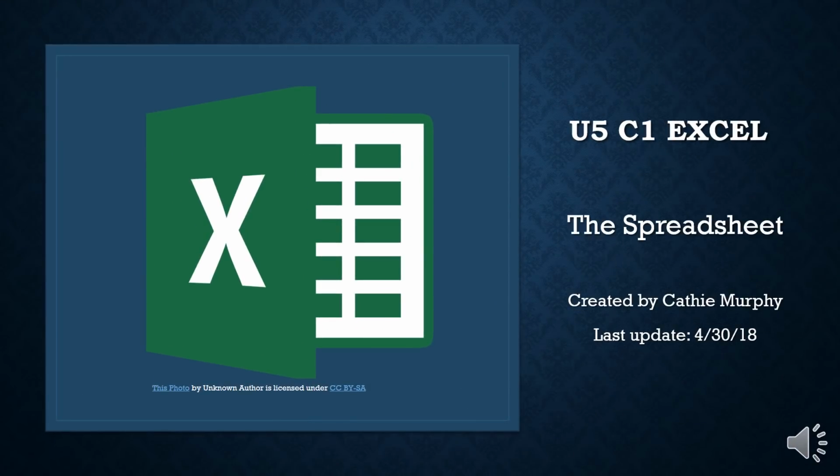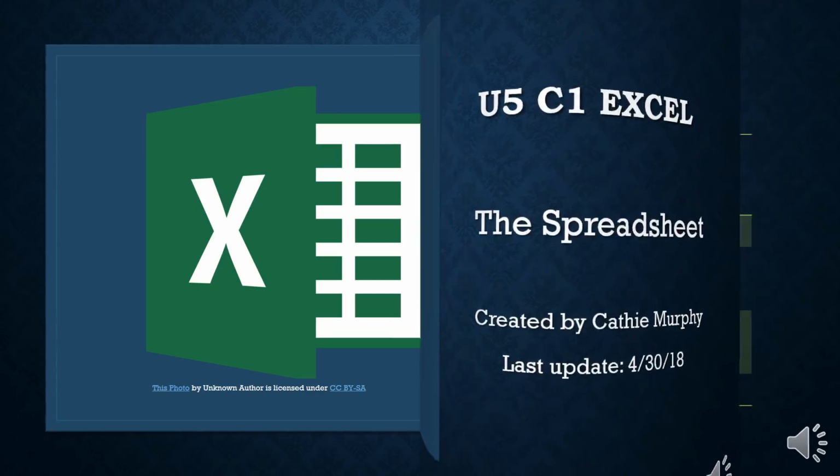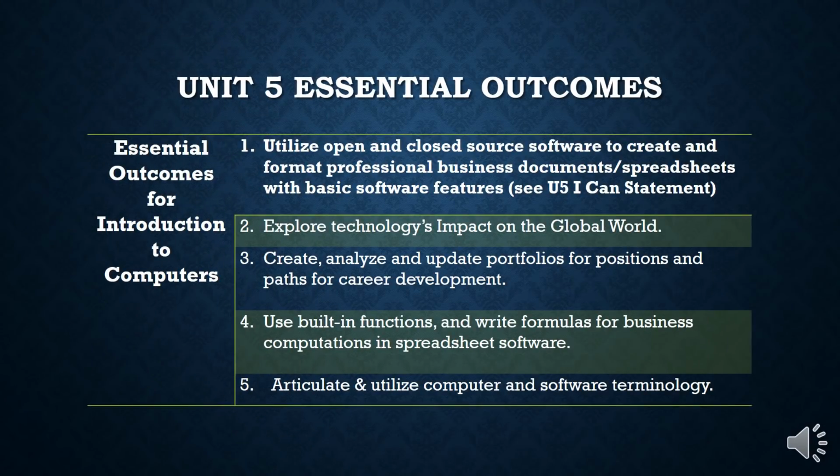Welcome to Unit 5, Chapter 1, Excel, the spreadsheet. The essential outcomes for Unit 5: you will utilize open and closed software to create and format professional business spreadsheets. You will be using built-in functions and write formulas for business computation in spreadsheet software.